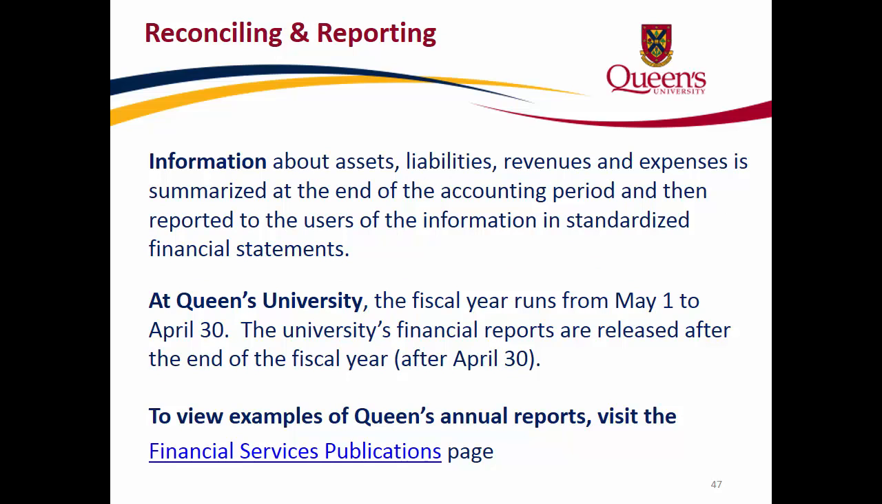Information about assets, liabilities, revenues, and expenses is summarized at the end of the accounting period and then reported to the users of the information in standardized financial statements. At Queen's University, the fiscal year runs from May 1st to April 30th. The university's financial reports are released after the end of the fiscal year, after April 30th. To view examples of Queen's annual reports, visit the Financial Services Publications page.